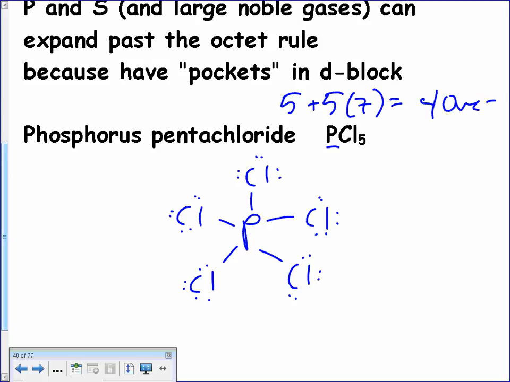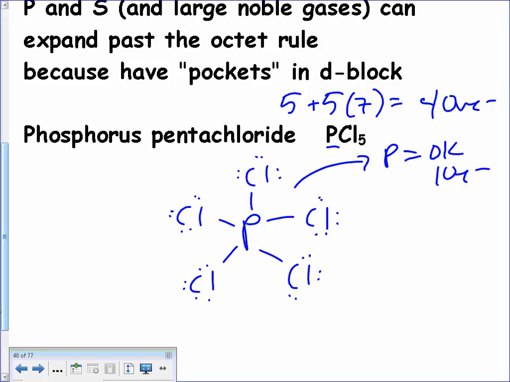Does phosphorus have at least an octet? Yes, it actually has 10, and that's okay. Phosphorus is okay to have 10 electrons because it can expand its octet. Chlorine technically could, but chlorine, like I said, is more electronegative. It doesn't want to share any more than it has to. It just shares enough to get attached. That's it.